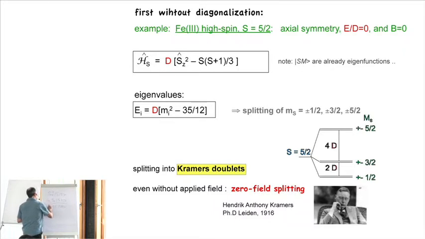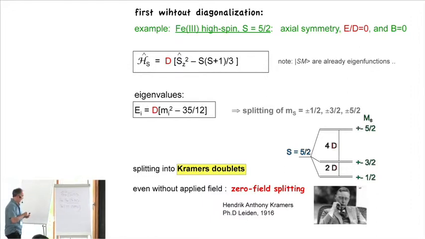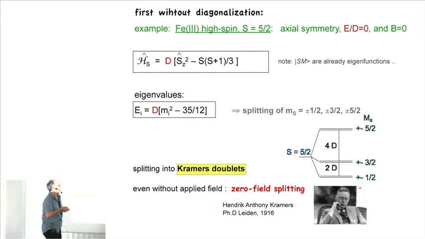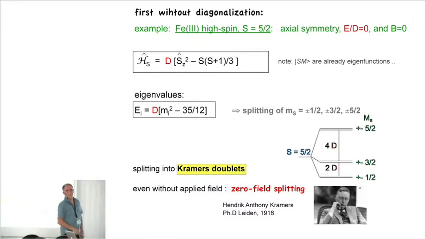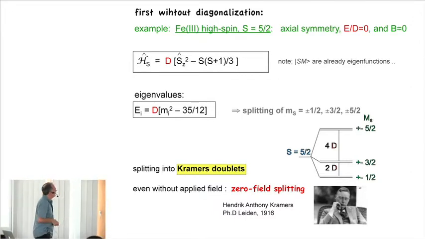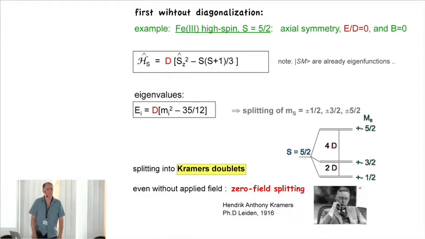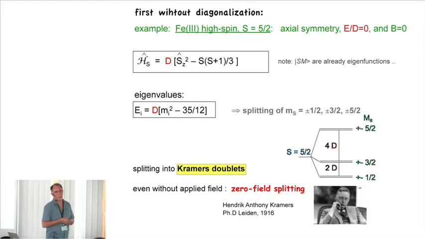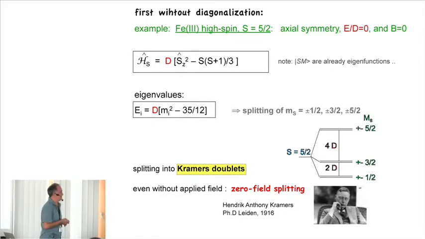And now this is again operated by this one, and then we get m squared. Okay, and the second part here with this number, when we put in 5/2 times 7/2 divided by 3, that yields 35/12. So we can write the eigenvalues of this simple operator very easily without using any diagonalization.